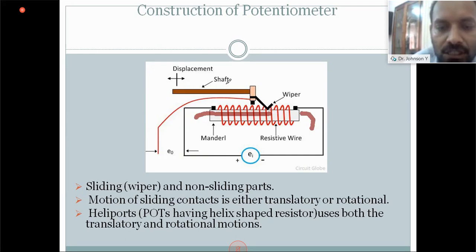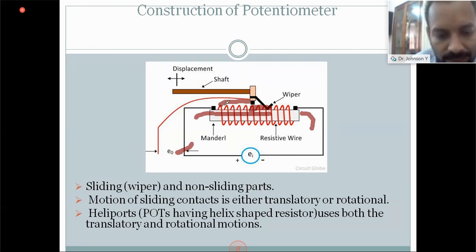That wiper is connected to the shaft, and when the wiper moves above this resistive wire, the output which is taken from this wiper and one of the terminals, that is E0 here, will vary. Why does it vary? It varies due to the change in the wiper position. Accordingly, the voltage drop will also vary. So that is the principle of the construction of a potentiometer.